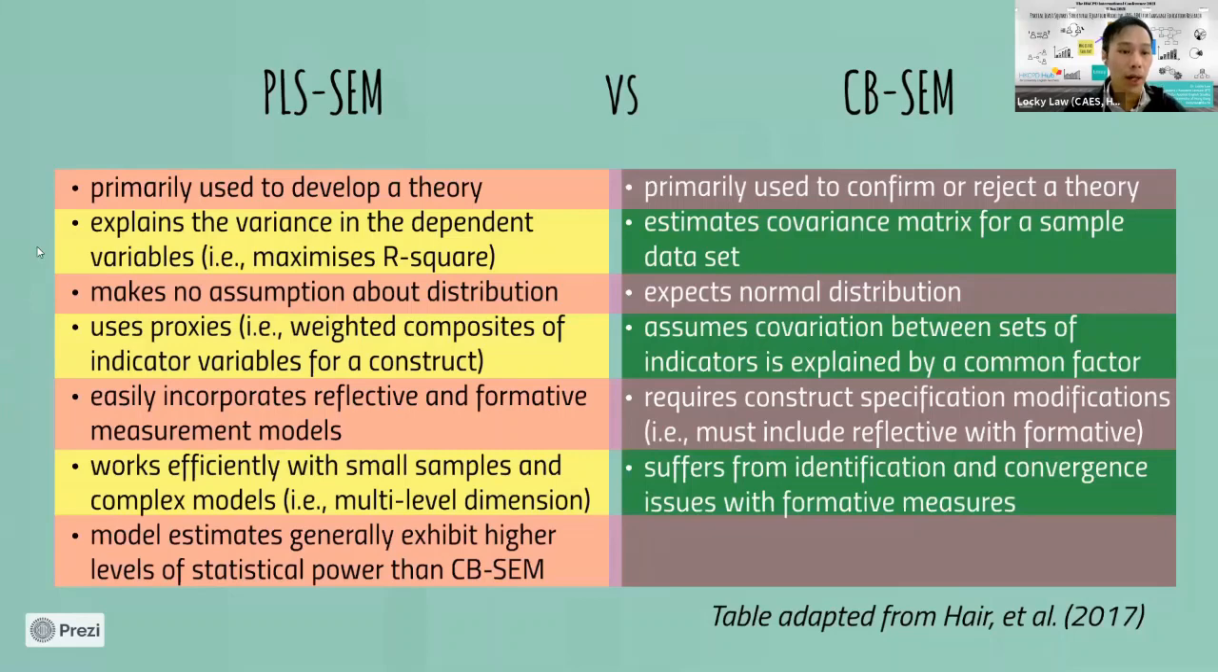PLS SEM basically explains the variance in the dependent variable, so it aims to maximize the R-square values, whereas CB SEM estimates the covariance matrix for a data sample. And I think one of the most important aspects of PLS SEM is that it makes no assumption about distribution, whereas CB SEM expects normal distribution.